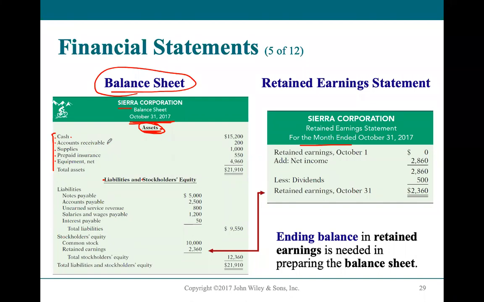Accounts receivable is a type of an account that tells us that we're waiting to receive money. Well, why are we waiting to receive money? Well, because we performed a service on account. We performed a service without getting paid. We agreed to receive the money later. That's an accounts receivable.